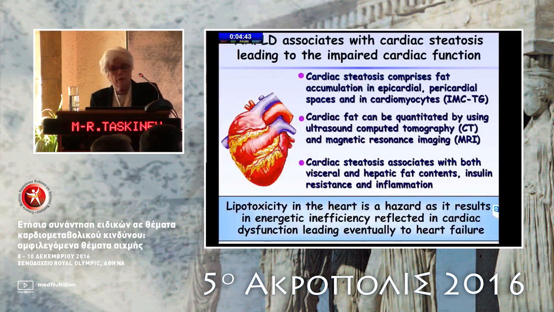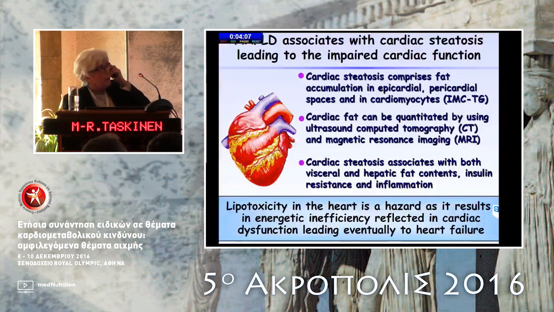And the cardiac steatosis is really associated with both visceral and hepatic fat contents, insulin resistance, and inflammation. And this means that lipotoxicity in the heart is a hazard, as it results in energetic inefficiency reflected in cardiac dysfunction, leading eventually to the heart failure. And this was discussed in the previous workshop over here, if I understood correctly the titles.